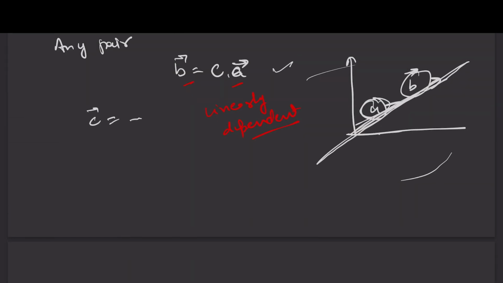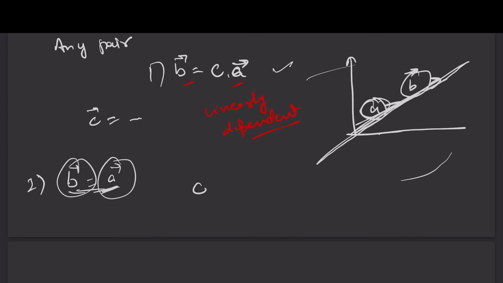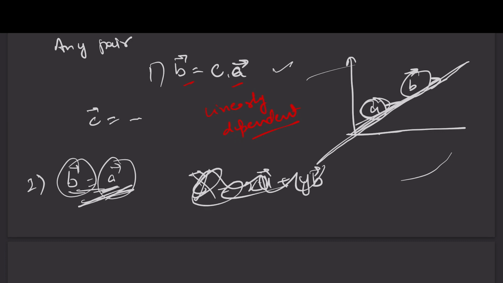There's another case when we cannot use these vectors to represent any other vector, and that's if both vectors are zero vectors. So this was case two. If both the vectors are zero vectors, we cannot use them to write any other vector, because these are just zero vectors and their span is nothing but a dot, the origin.